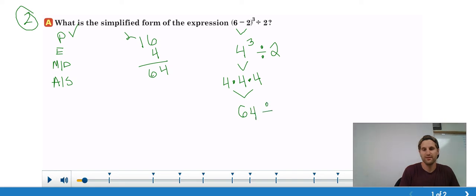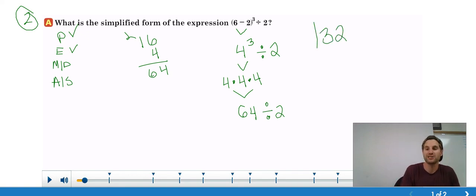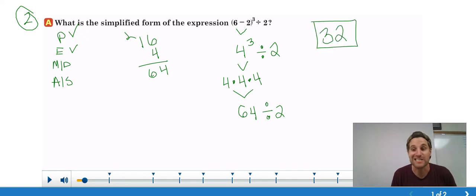And then, last but not least, so we took care of the exponents. Is there any multiplication or division? There's division, so we're going to divide by 2. So I cut 60 in half, and I get 30. And I cut 4 in half, I get 2. And so I get 32 as my final answer. Okay? Again, we have to follow order of operations, or this whole thing would fall apart.